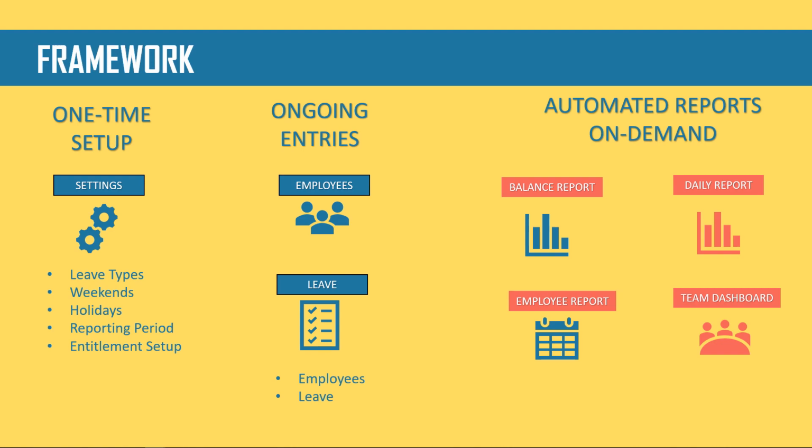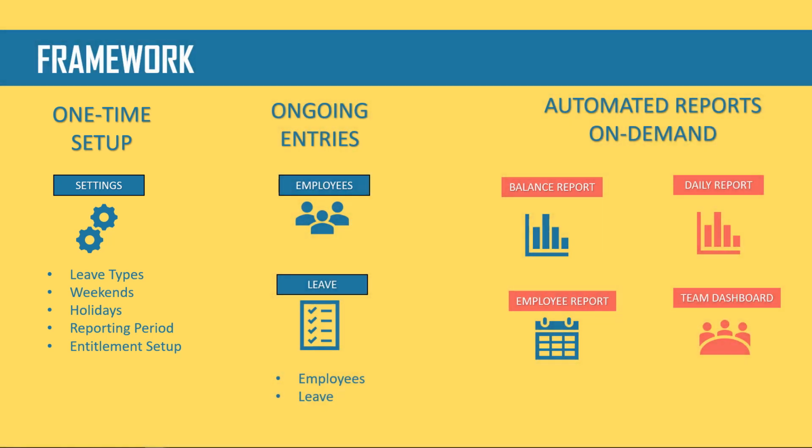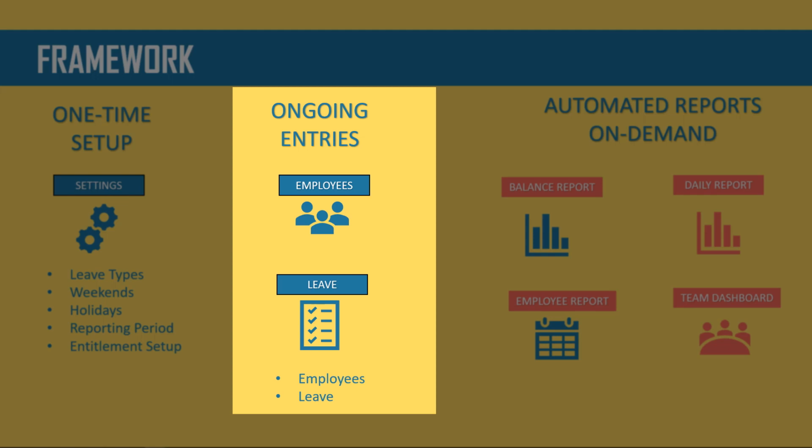Here is the framework used in this template. You will enter the settings as a one-time setup: choose how many leave types, name the leave types, choose the weekends and holidays for your organization, select the reporting period, and also enter the entitlement setup. The second phase is ongoing data entries. Enter any employee data for employees who join the organization and also update the employee data if they leave. Enter leave dates for each employee when they plan to take leave.